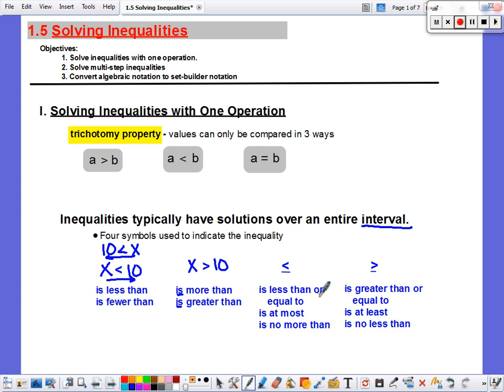Is less than or equal to, is at most, and is no more than. These last two we don't use very much, but those are going to be ones that come into play that we have to think about. If it's at most 10, that means it can't be more than 10. So x would have to be less than or equal to 10, because 10 is the most it can be. It can be 10, but it can't be any more than 10. It would look something like this. And then we have greater than or equal to, or is at least, or is no less than. If we had a statement that x is at least 10, that means it can't be less than 10. It can be 10, but it has to be greater than or equal to 10. That's what we're taking a look at there.